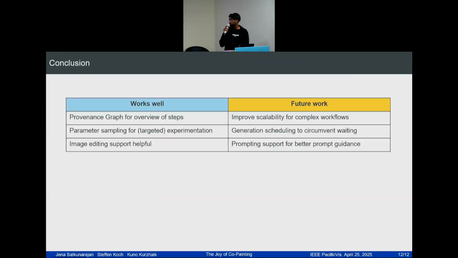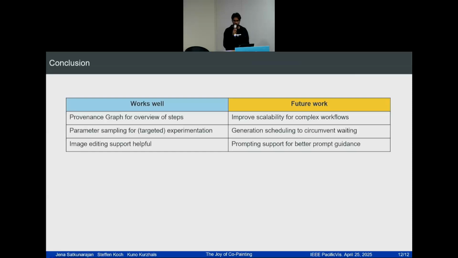To conclude my talk, we designed a provenance graph as an overview for better traceability of a generation process and to encourage users to redo and undo steps as they needed. Visual parameter sampling is a powerful tool both for additional model control but also for experimentation. Integrating image editing directly into the generation workflow encourages users to make use of manual refinement as a valid alternative to repetitive prompt refinement, prompting for targeted changes.